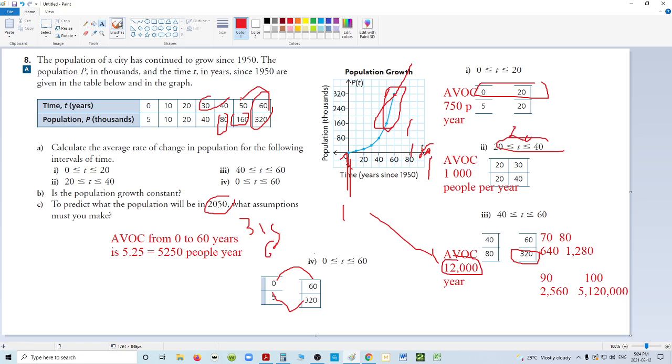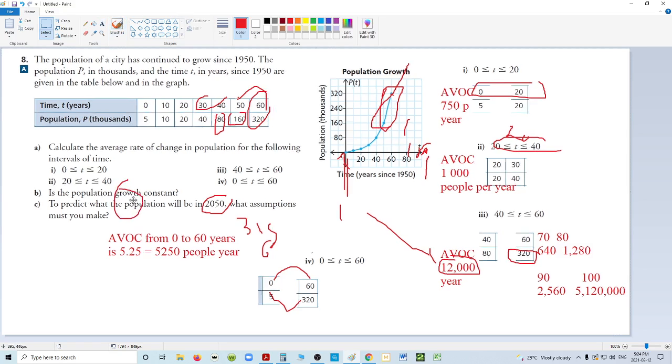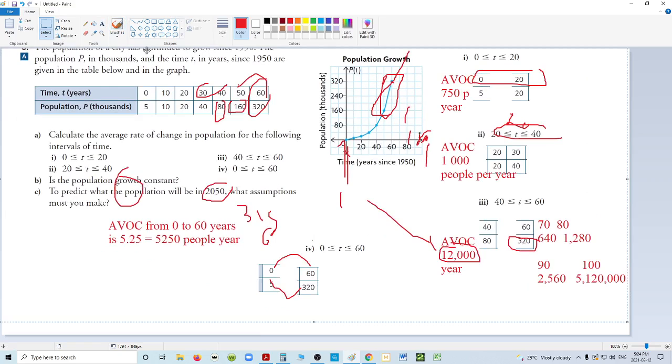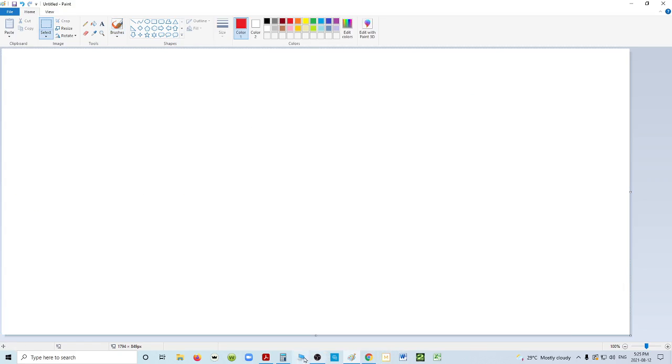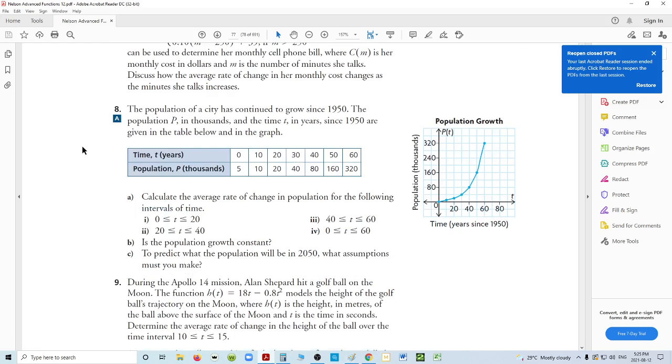Is the population growth constant? Of course not, and we just did. And what assumptions have to be made? That food doesn't run out, that there's no famine, that there's no disease, that this city can accommodate these people. That's the assumptions. And that's the issues we're facing today with things like climate change.